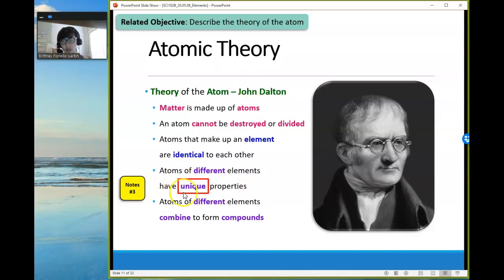So this is number 3 in your notes. Go ahead and fill in the blank with unique. Remember, if it's a different element, it has different properties. So fill in the word unique. Make sure you spell it correctly. Pause the video, continue playing when you're ready.